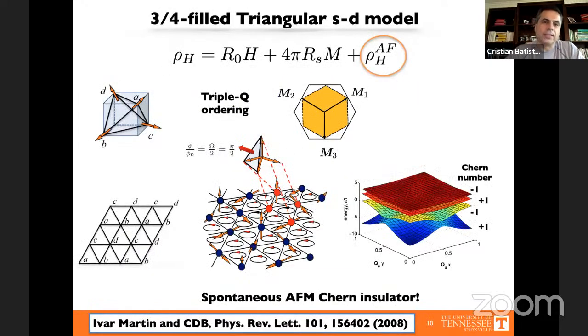But one can easily see that, even for a pure antiferromagnetic ordering, like this simple ordering that we found with Ibram Martin a long time ago at 3/4 filling in the triangular version of the SD model. There, you find that, in the weak coupling limit, not in the strong coupling, the stable magnetic ordering corresponds to a triple Q ordering, where each Q corresponds to the endpoints of the Brillouin zone of the triangular lattice, which in real space is a very simple structure. In real space, it is a 4 sublattice structure.